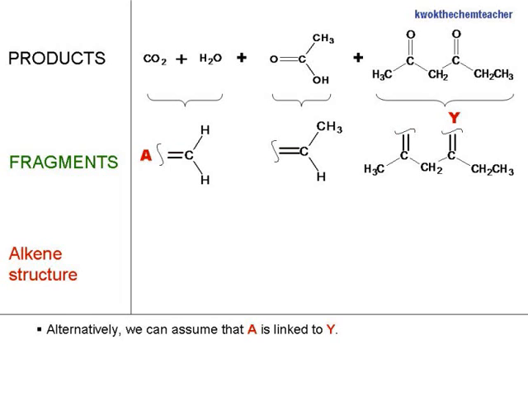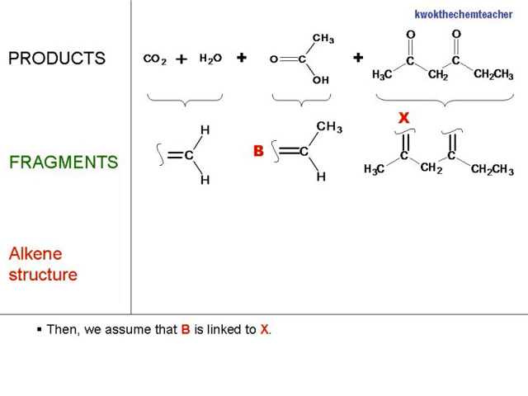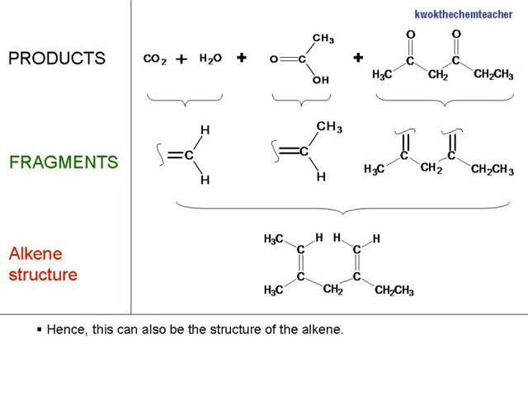Alternatively, we can assume that A is linked to Y. This will show how the first carbon-carbon double bond will look. Then we assume that B is linked to X. Hence, this can also be the structure of the alkene.